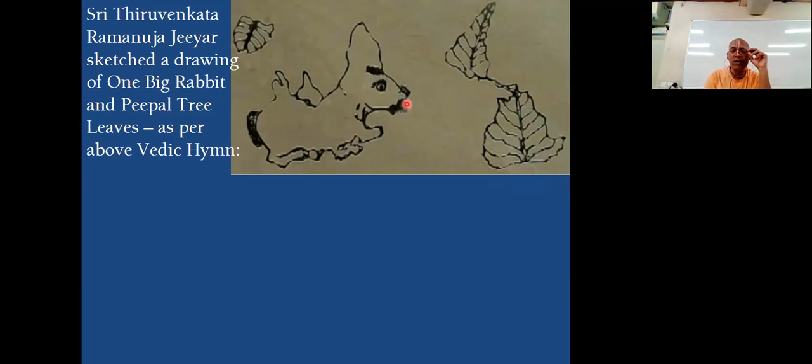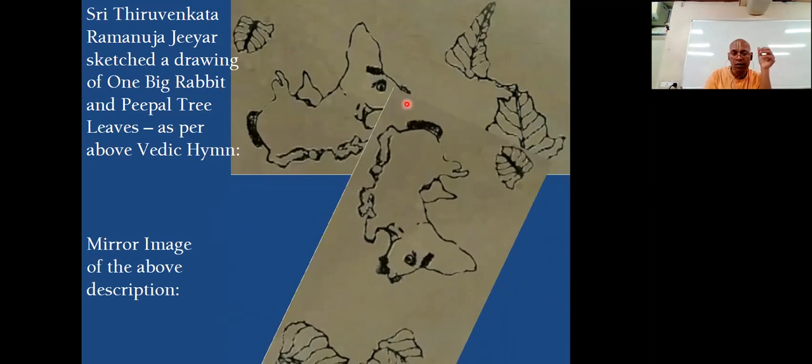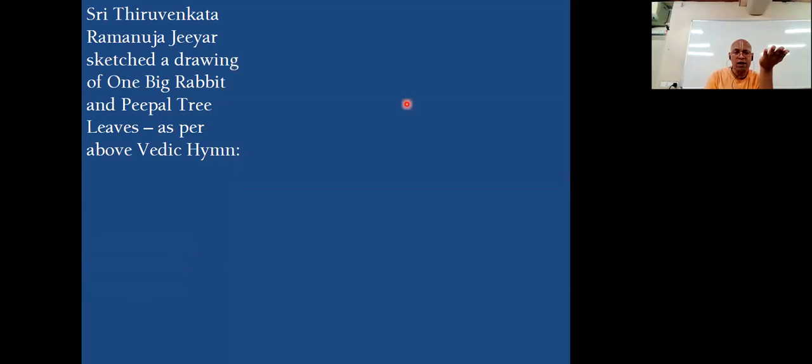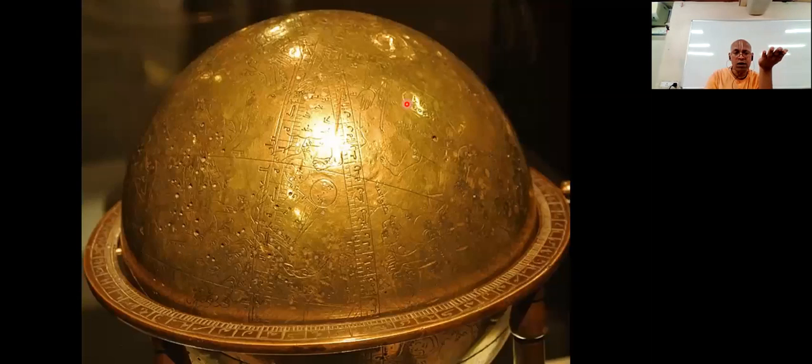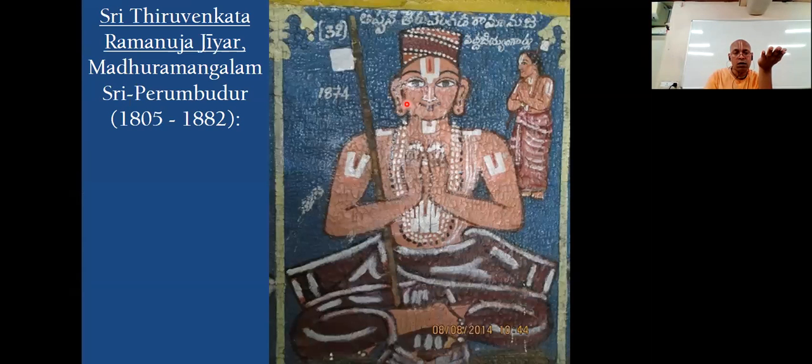So when he drew this image, he could not understand what exactly it meant. But in due course of time, when he flipped it around, it made sense to him. Okay, this is the meaning of that particular picture. Because he was born in 1805, his details are mentioned here. 1805, he lived all the way up to 1882.